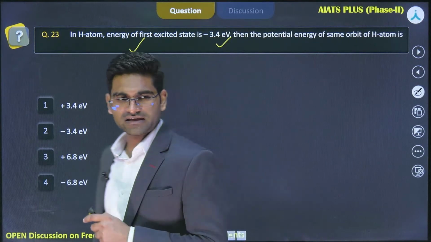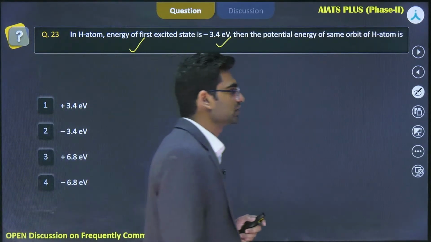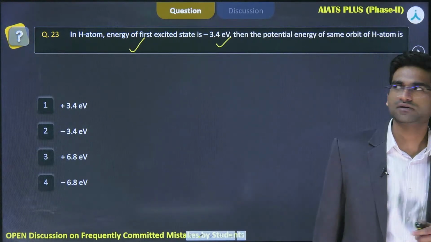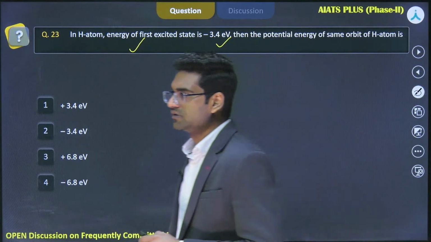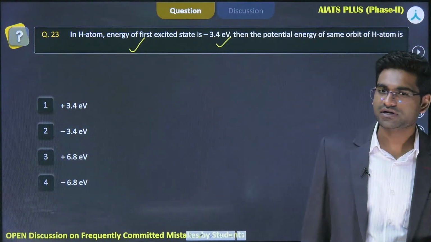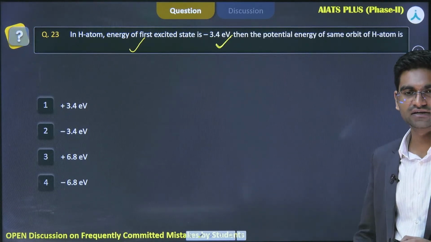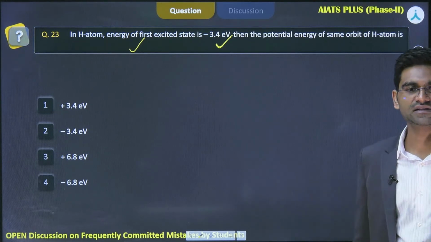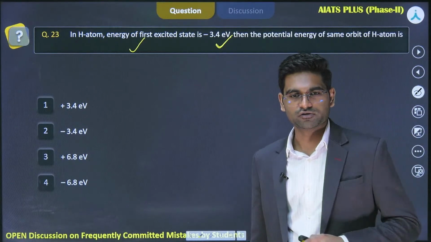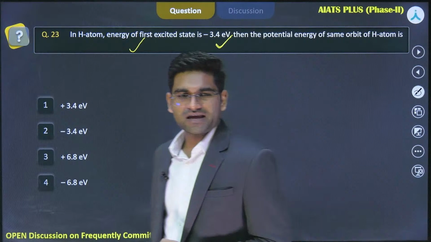Fahad, what is going on? Okay, so we are discussing a problem of physics. There was a paper or a program which was going, AIATS Plus Phase 2, Seventh paper, which had been conducted already. So we are discussing the problems of that question. Okay, Fahad, I have already told you.